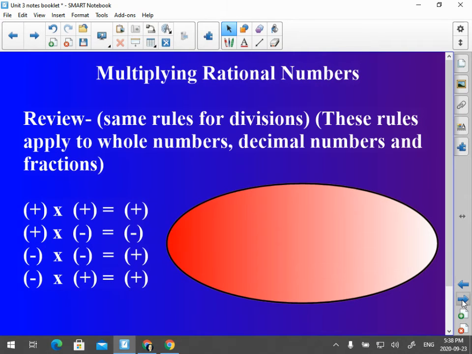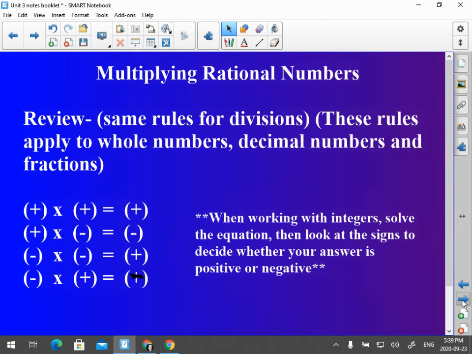So a positive number multiplied by a positive number is always going to give you another positive number. A positive number multiplied by a negative number is going to give you a negative number. A negative number multiplied by a negative number is equal to a positive, and a negative and a positive is equal to a negative, not positive. That should be a minus, a negative. Okay? What's important to remember is if you have an even number of negative signs, your answer is going to be positive. If you have an odd number of negative signs, your answer is going to be negative.